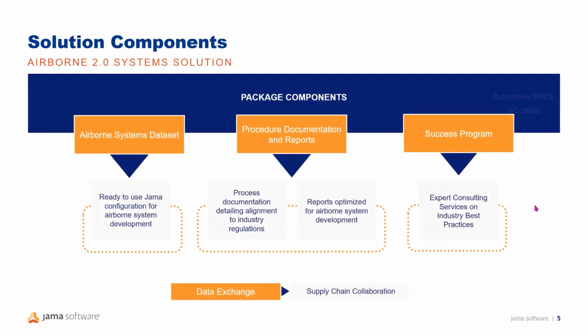There are three components to the airborne system solution: what we call the data set, a procedure guide, and the success program. The data set essentially is what you get when you install Jama, and it has the templates. It has a ready-to-use configuration that matches those regulations. It has all of the item types, all of the reports, all of the best practices built right in. And then the procedure guide and the documentation, the reports, essentially show you how the airborne system template is meeting the industry standards. So how does it meet ARP 4754? How do you use the solution to meet DO 178? That sort of thing.